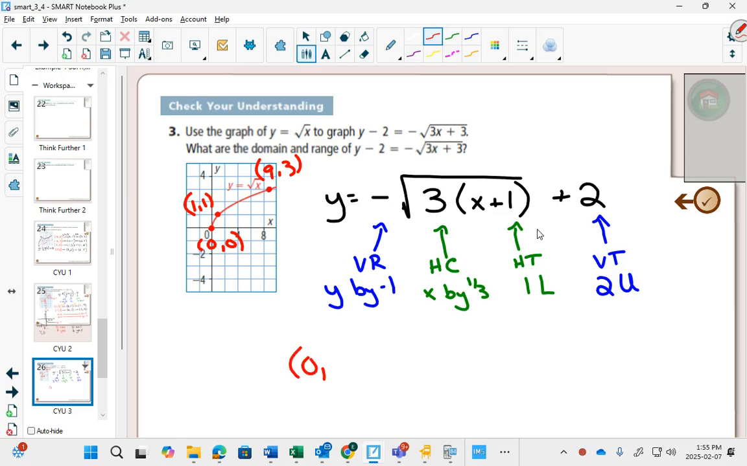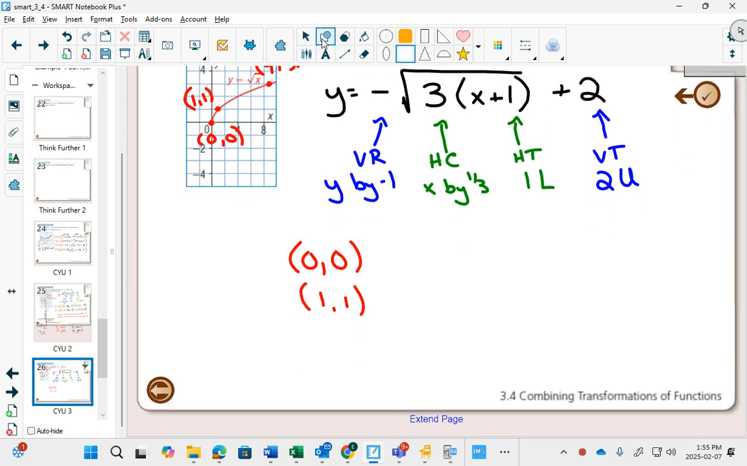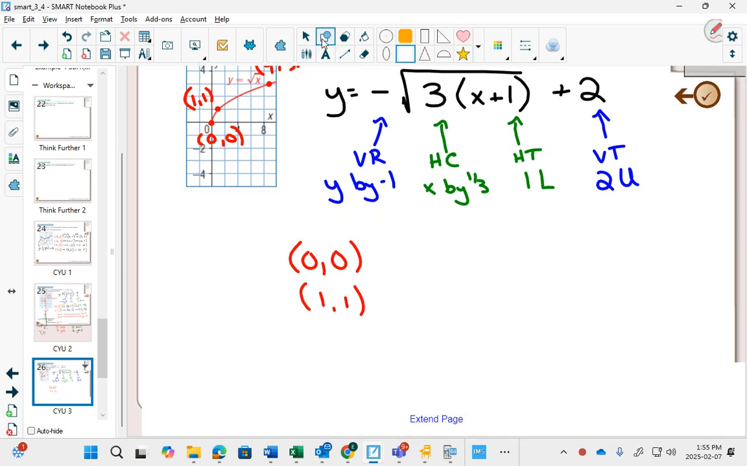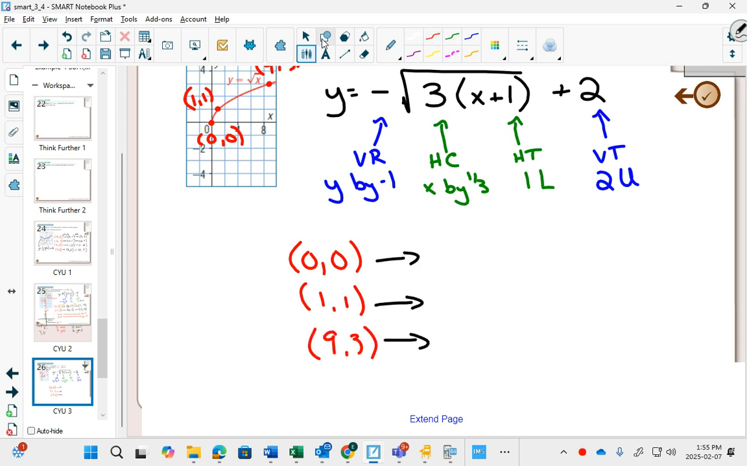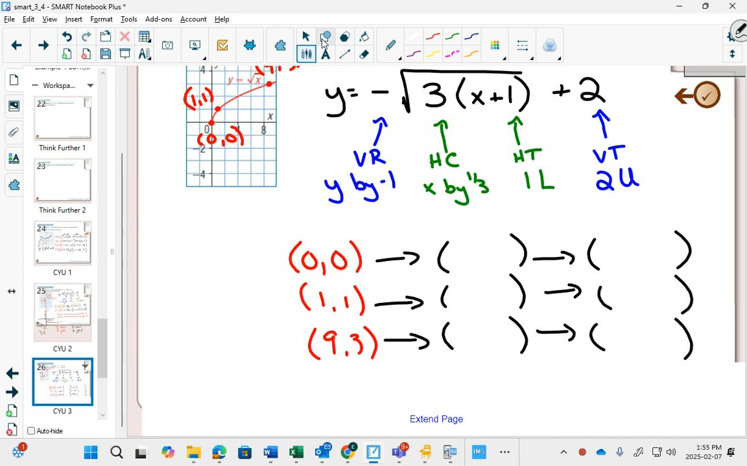We have on our original 0, 0, 1, 1, and 9, 3. Stretches and compressions first, then our translations second. We know for stretches and compressions our x gets multiplied by a third and our y gets multiplied by -1. So we're going to go 1 to the left and 2 up.